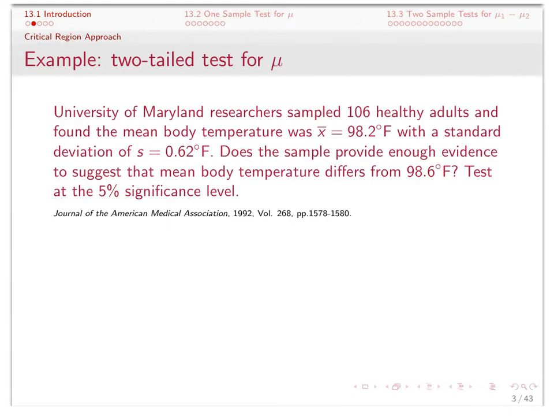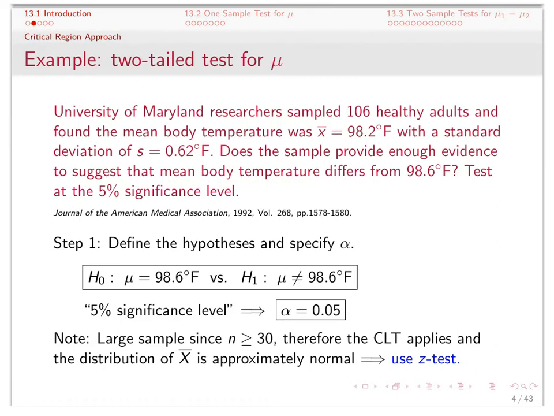So what we're interested in determining is whether or not the sample data provide enough evidence to suggest that the mean body temperature differs from 98.6 degrees Fahrenheit. And we'll do this test at the 5% significance level. So first, we want to define our hypotheses and specify alpha. Our null hypothesis should be our common belief that the mean body temperature is 98.6 degrees Fahrenheit versus the alternative hypothesis that the mean body temperature differs from 98.6 degrees Fahrenheit. And since we're testing at the 5% significance level, that tells us that alpha is equal to 0.05.